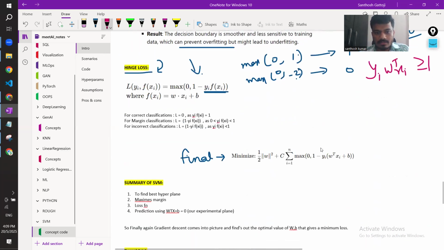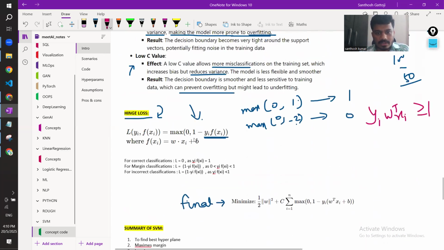Now, coming down over here, when I say 1 minus yi f of xi, that is 1 minus yi into (w transpose x plus b), which is greater than or equal to 1. First consider a support vector: it will be 1, so 1 minus 1 is 0, and the maximum of 0 comma 0 is 0.